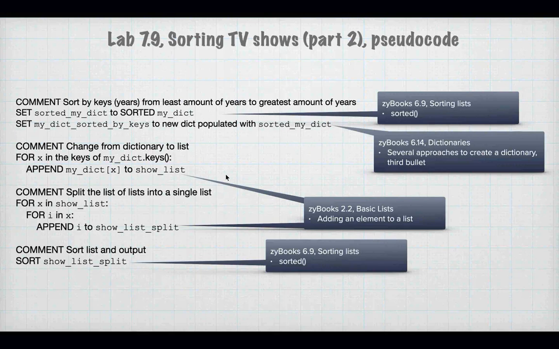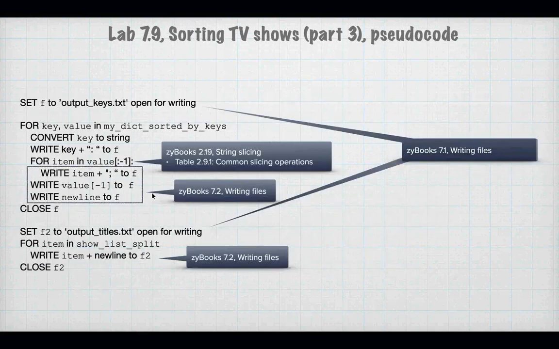And then you're going to append my_dict of x of keys to show_list. So you just want to create that show_list. So first you have show and frequency, and then you just want to create a list of shows. And it's a list of lists, so then you're just going to split it into a single list, and you're going to sort it.